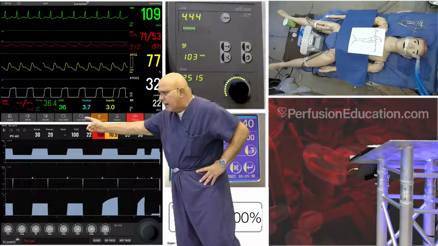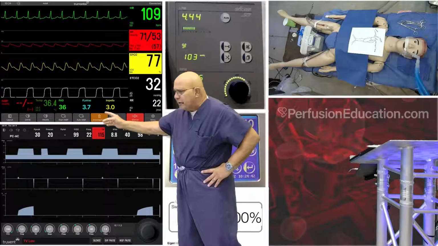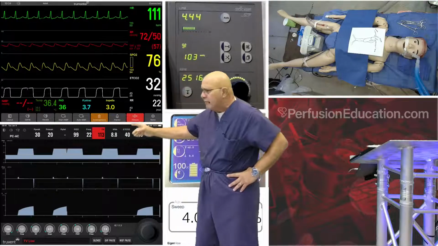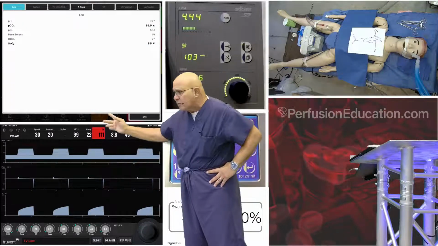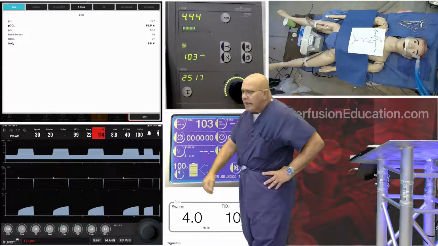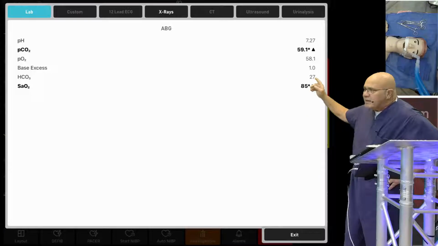Our flow track here is 3.7. Our Impella is still 3. It was 3.1 before. But you see some very significant differences here. Of course, we sent the blood gas out. And let's go ahead and make the blood gas big if you could. And take a look at this.